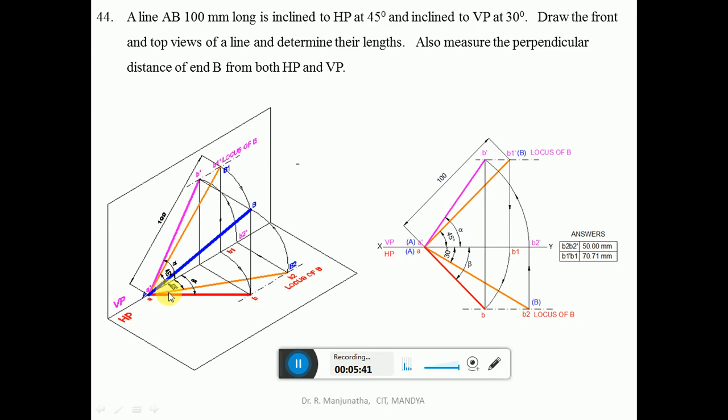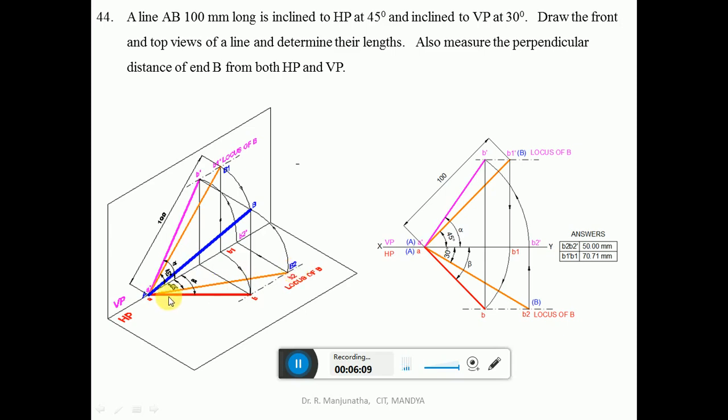So this is the true length in HP. AB2 is the line which is the true length in HP. Obviously that line has to be parallel to HP. So when you look from the front view, A dash is in HP, so naturally B2 dash should also be in HP. When it is projected, B2 dash will also come on the XY line. So now A dash B2 dash is the line which is the front view for this top view line AB2.